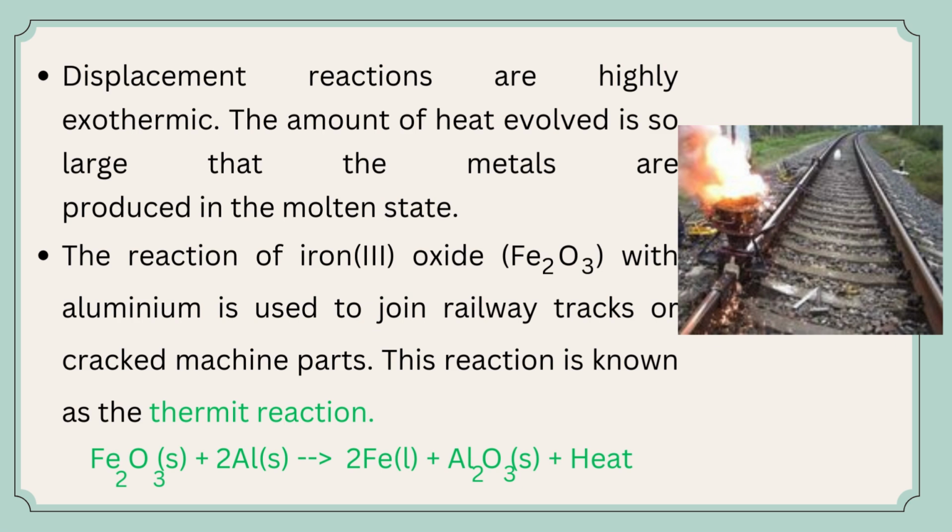The reaction of iron oxide with the aluminum is used to join railway tracks or cracked machine parts. This reaction is known as the thermit reaction. The chemical reaction is given here.